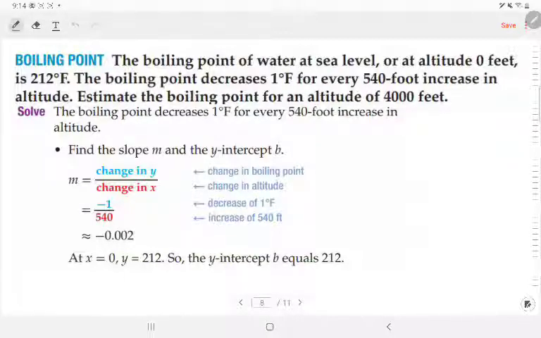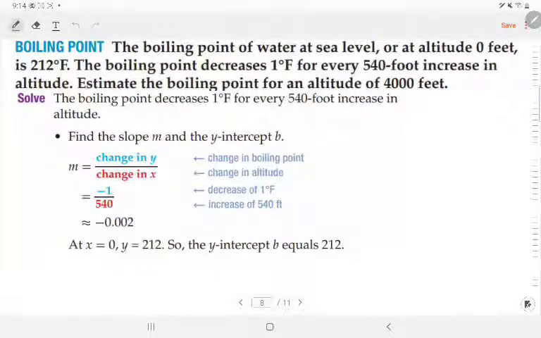We have the change in y and the change in x, okay? So we know that the change in y is going to be a decrease of 1 degree Fahrenheit, because it tells us it's changing for every 540 feet of increase. Increase is positive. So my y is going to be degrees, and my feet is going to be my x's. So it would be negative 1 over 540. And if you divided that out, it would be approximately negative 0.002. Okay?